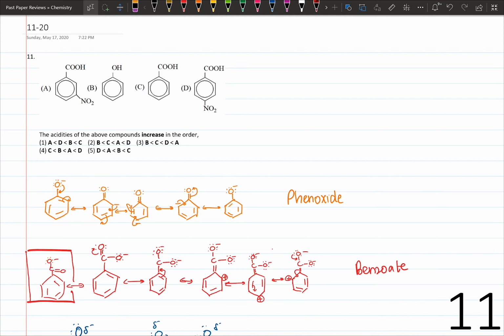Question number 11. The acidities of the above compounds increase in the order: A. Metanitrobenzoic acid, B. Phenol, C. Benzoic acid, and D. Paranitrobenzoic acid.